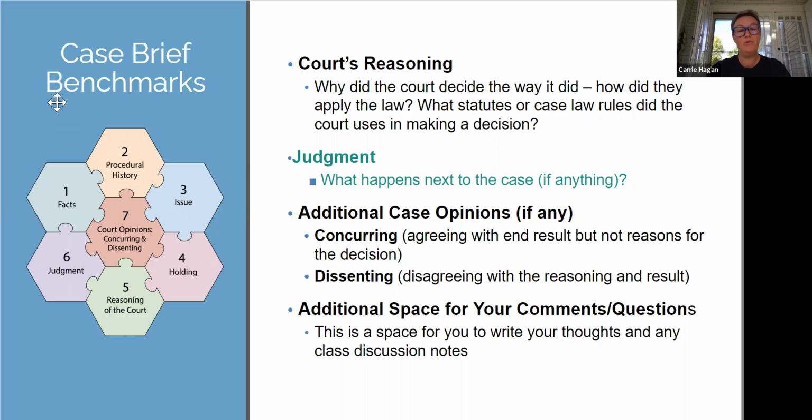Dissenting disagrees both with the reasoning and the result. They don't like anything about it. And so they, again, will give some information about what their problem was with the majority's ruling and discuss how they would have ruled in the alternative sometimes, just to let the reader know what their main problem was.